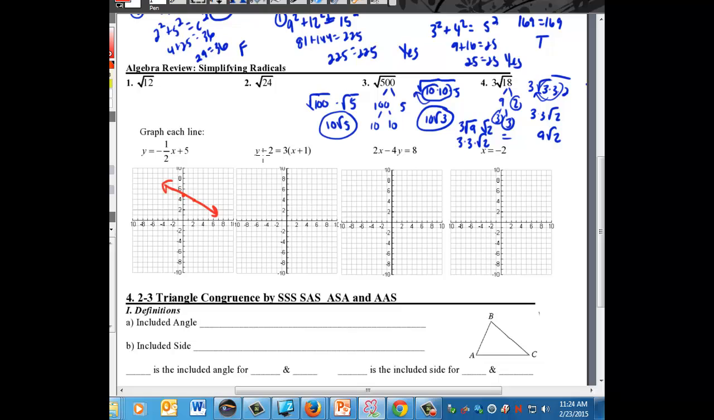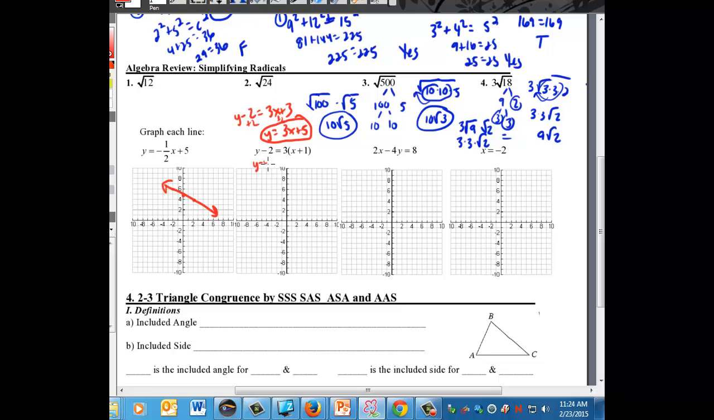When we graph using point slope form, we might forget how to do this. If you forget how to do it, just solve for y. y minus 2 equals 3x plus 3. Add 2 on each side, and I get y is equal to 3x plus 5, and then I can graph this. But we can also graph using point slope form.